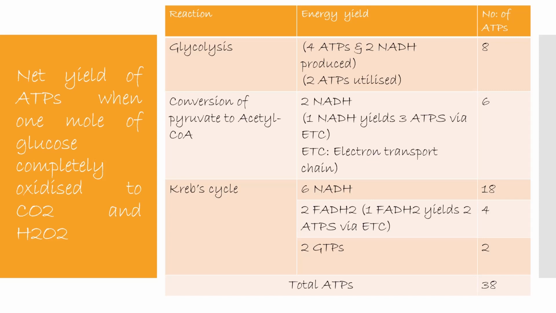The Krebs cycle yields 6 NADH, 2 FADH2 and 2 GTP. NADH gives 3 ATPs through the electron transport chain, so 6 NADH gives 18 ATPs. FADH2 gives 2 ATPs through the electron transport chain, so 2 FADH2 gives 4 ATPs. Through substrate level phosphorylation, 2 GTPs are formed. 2 GTPs is equal to 2 ATP. So a total of 38 ATPs are formed from one molecule of glucose when completely oxidized to carbon dioxide and water.